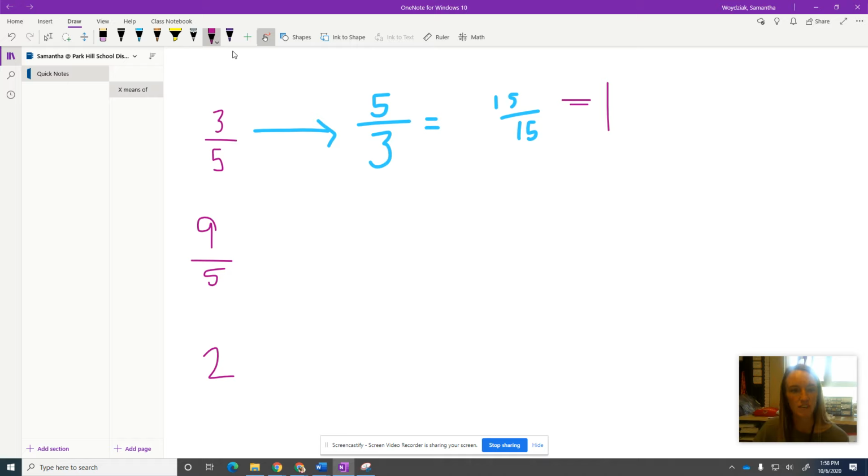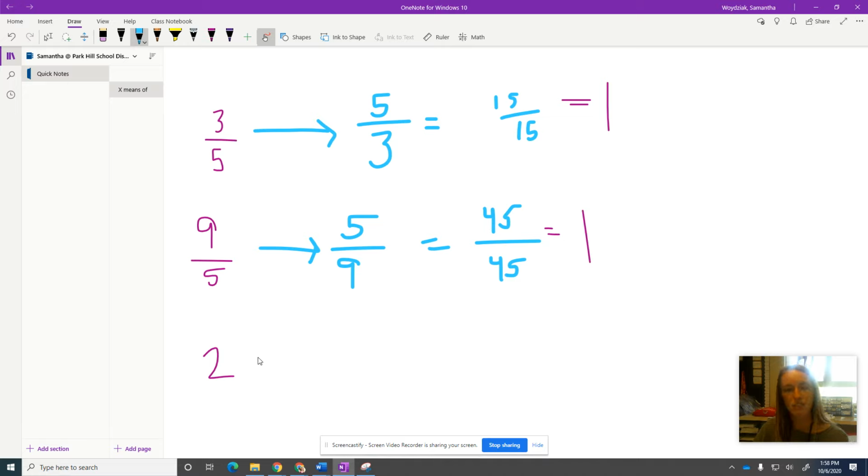Let's take a look at 9/5. Again, it's already written in fraction form. So all we're going to do is flip the numerator and the denominator. I'm going to invert those, and so 5 has become the numerator and 9 has become the denominator. Let's double check to make sure if we multiplied these together, they'd equal 1. 9 times 5 is 45. 5 times 9 is 45. 45 over 45 is indeed 1. Awesome. So let's do another one.